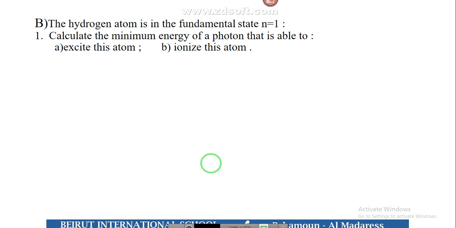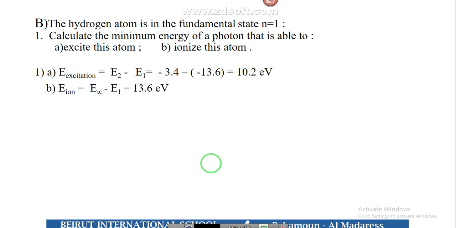Now in part B, we are given that the hydrogen atom is found in the fundamental state. Fundamental state is when n equal to 1. Calculate the minimum energy of a photon that is able to excite this atom, then to ionize this atom. To excite this atom with minimum energy, let's take it from n equal to 1 to n equal to 2. Excitation equal to E2 minus E1. We found the values before, equal to minus 3.4 minus minus 13.6 equal 10.2 electron volt. Ionization equal to E infinity minus E1 equal to 13.6 electron volt.